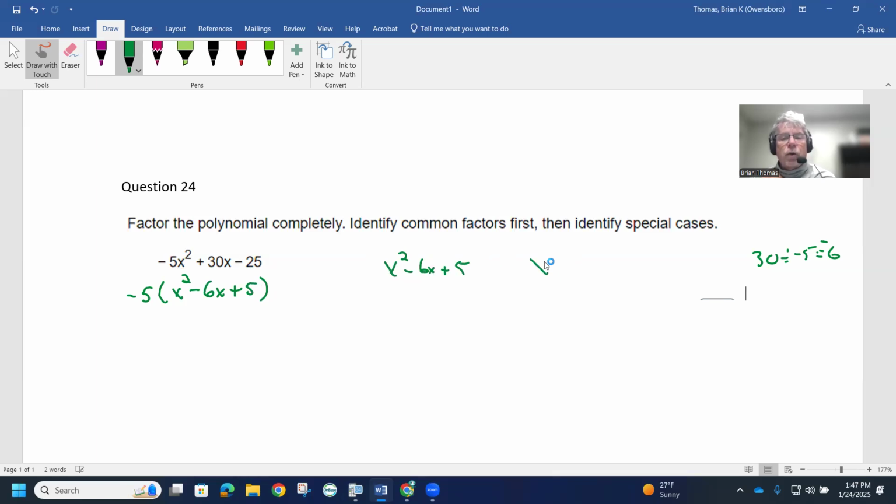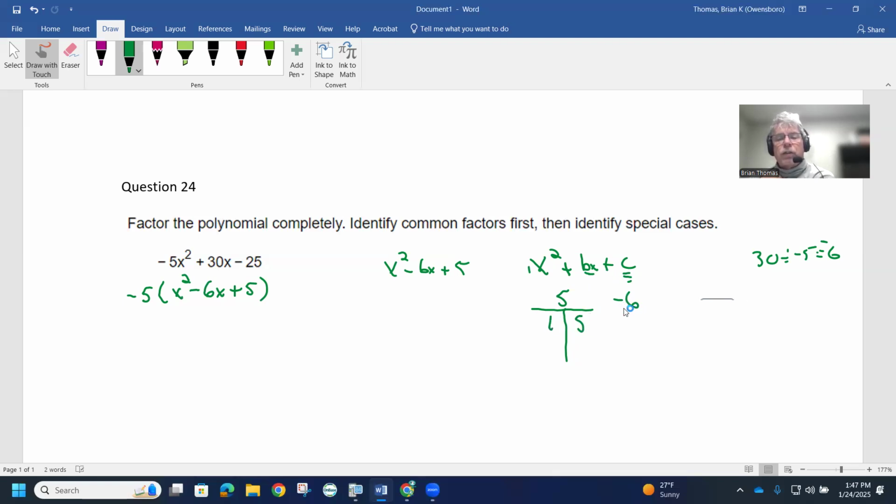Notice how that fits the category of x squared plus bx plus c. So when the coefficient of x squared is 1, all we have to do is identify the factors of the c that add up to b. So what we're looking at is the factors of the 5 that give me a negative 6. The only factors I can think of for 5 are a 1 and a 5.